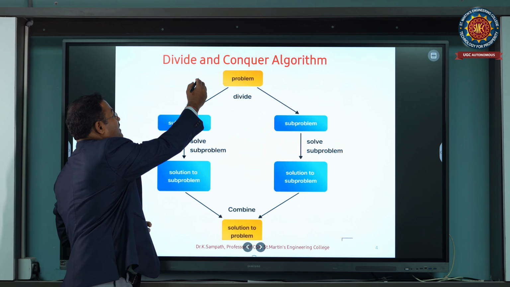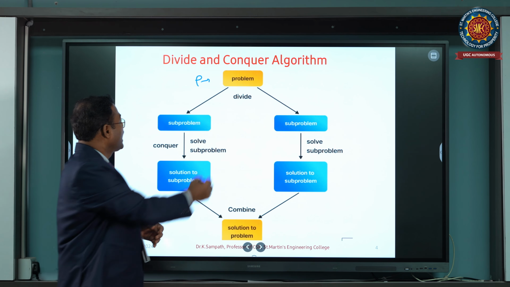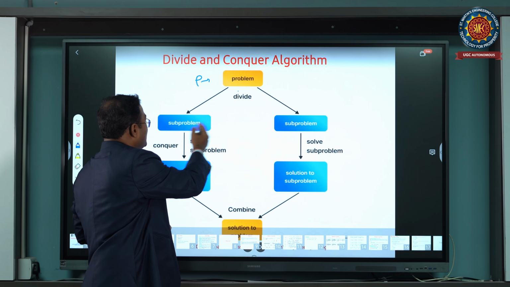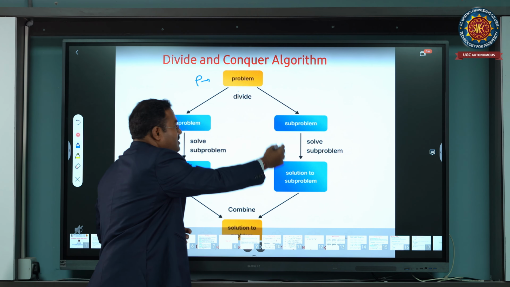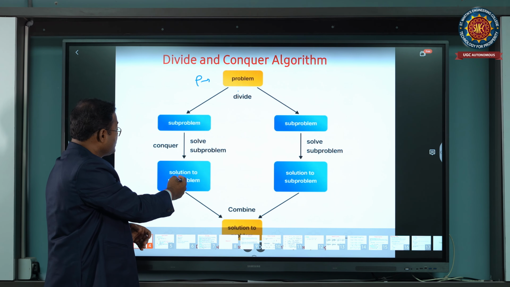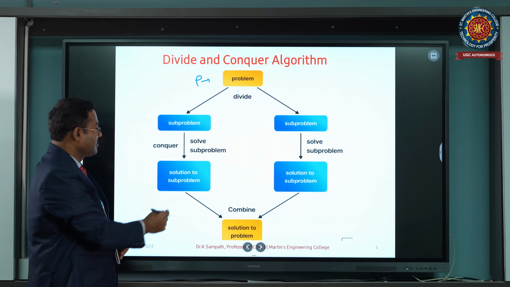Now, the problem is P. P may be a complex or large problem, and we are dividing the problem P into subproblems, and then we are finding the solutions to each of the subproblems. Then conquer. Conquer means combining all these solutions.